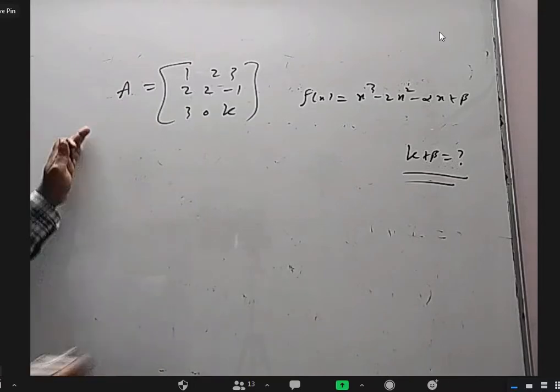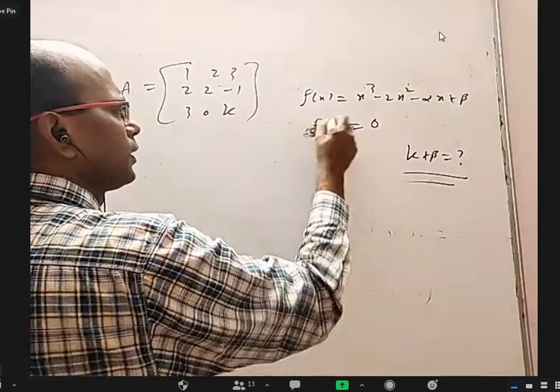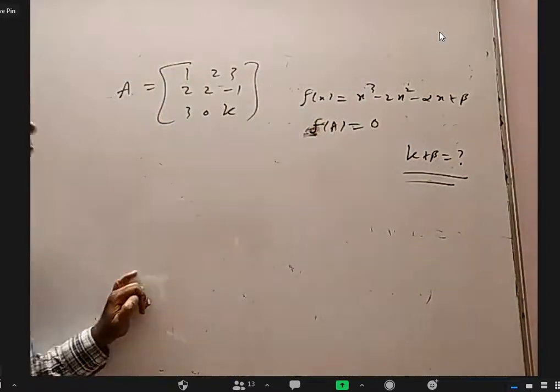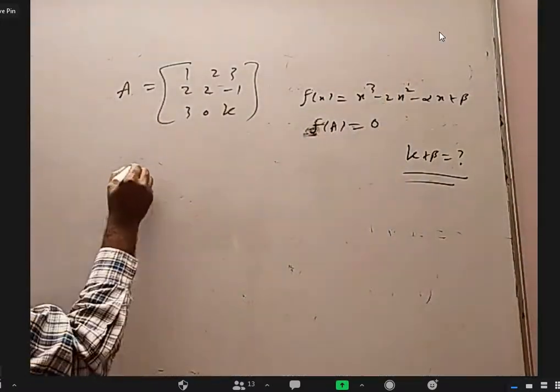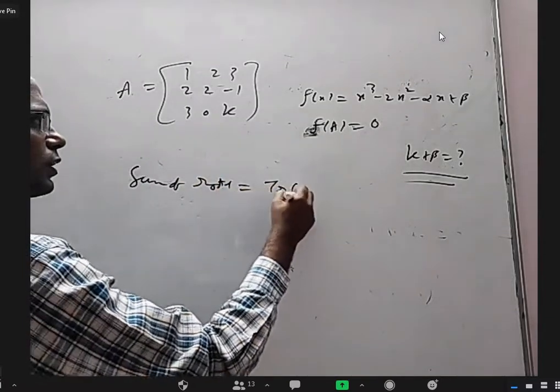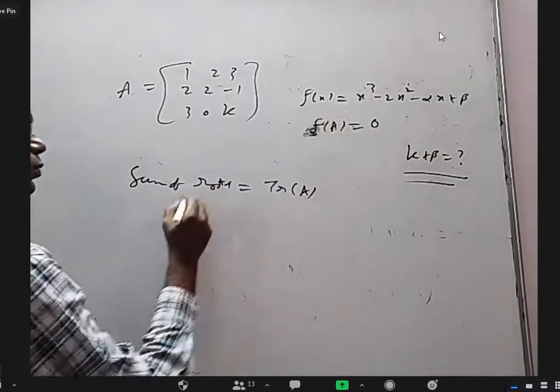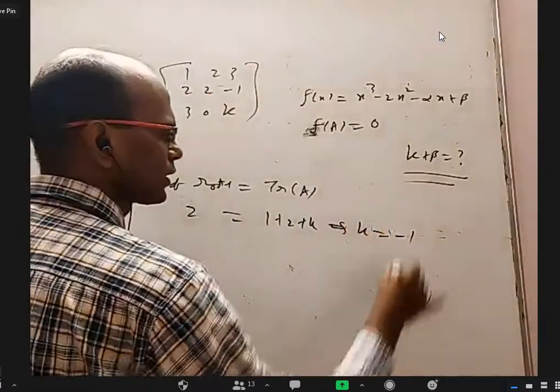This is matrix A, this is f(x), they said f(A) equals the null matrix, and what is k plus β is the question. If a 3x3 matrix satisfies this, I told you the sum of the roots should be the trace. So the sum of roots is equal to the trace of A. What is the sum of the roots here? 2. But what is the trace? 1 plus 2 plus k. From that I'll get k equal to minus 1.